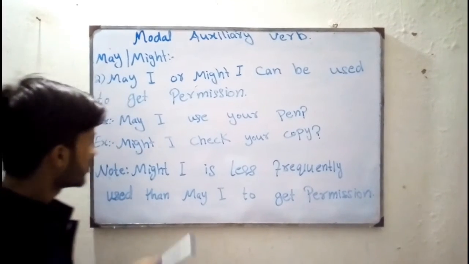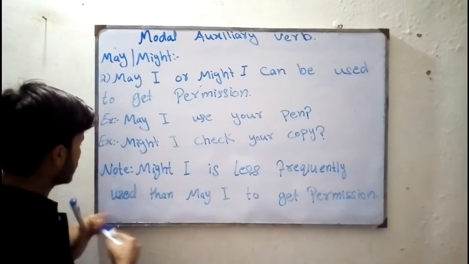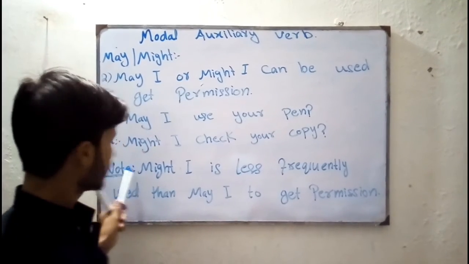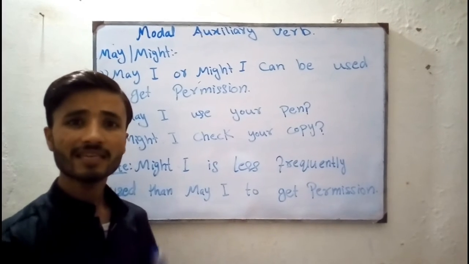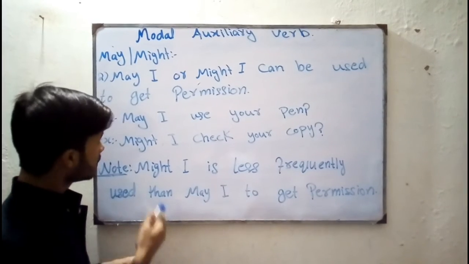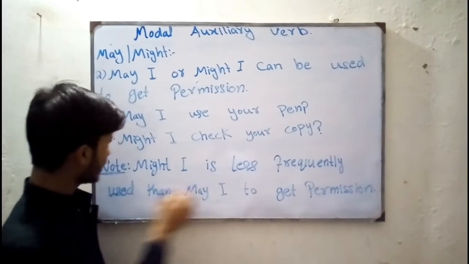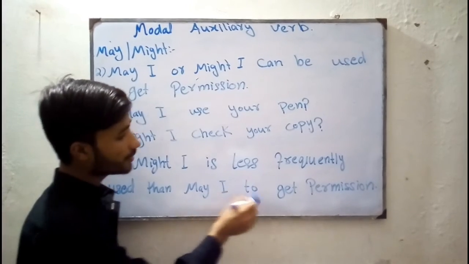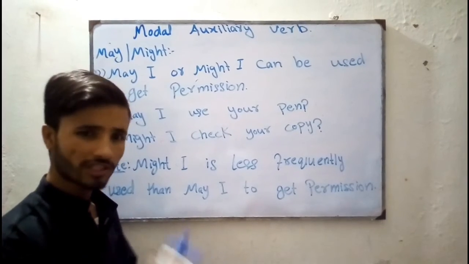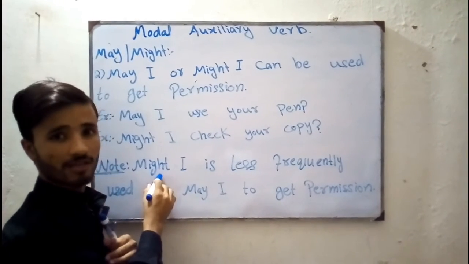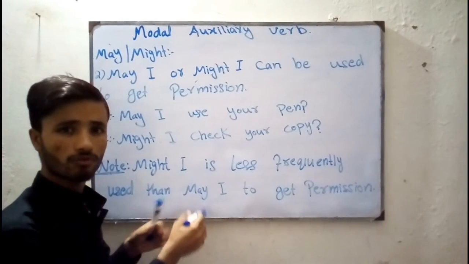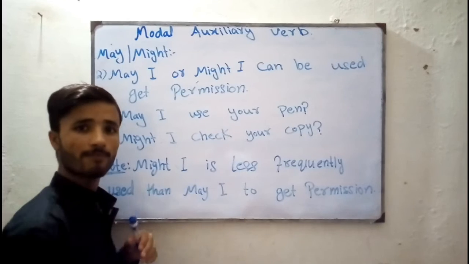Is this clear, guys? So here we got "not". I have been saying that whenever we have "not" in the topic, it means that there is something extra about that topic. So see, might I is less frequently used than may I to get permission. Now what does it mean? Whenever we want to get permission, we mostly use may I, not might I. Very rarely we use might I. We do not go for might I, but we do go for may I.